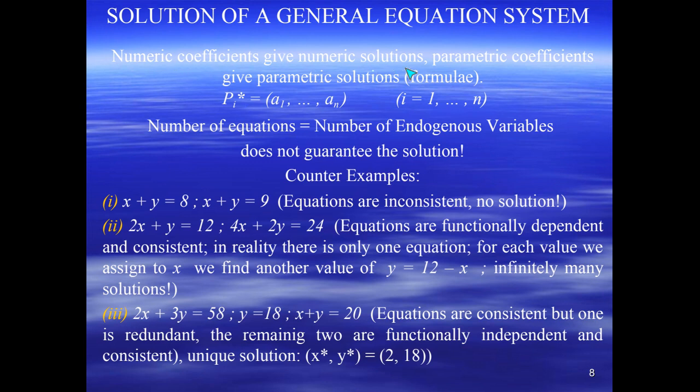First of all, numeric coefficients give numeric solutions. If we have a model with numeric coefficients, we can obtain numeric solutions. But if we have a model with only parametric coefficients without numbers, then we obtain a parametric solution, like formulae. All right. Pi star, i from 1 to n, which means n equilibrium prices, would depend on these parameters, A1 to An, whatever parameters there are in the models.